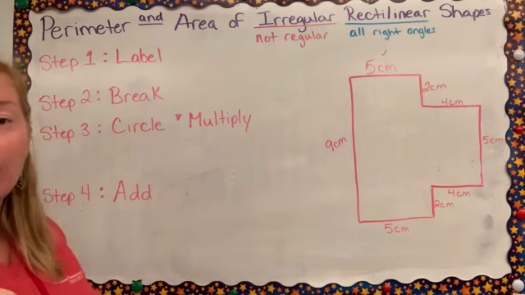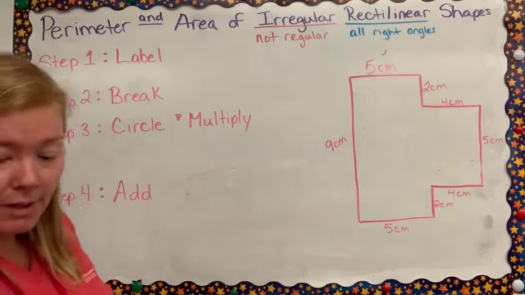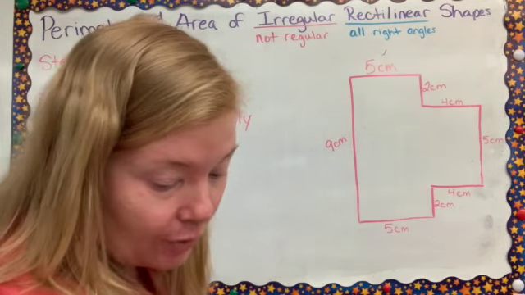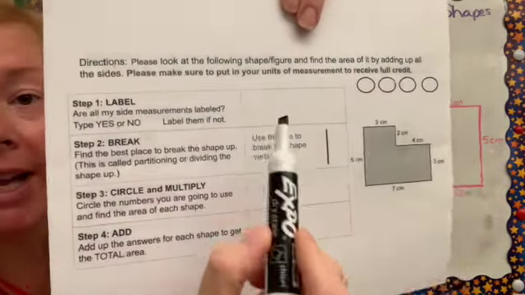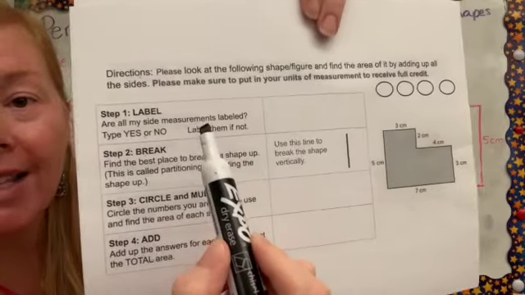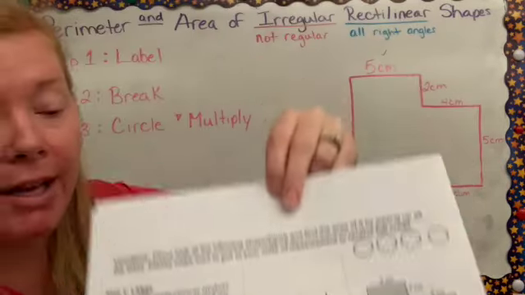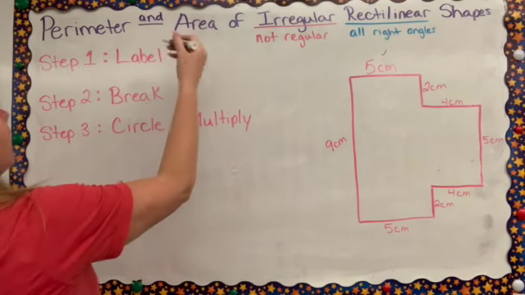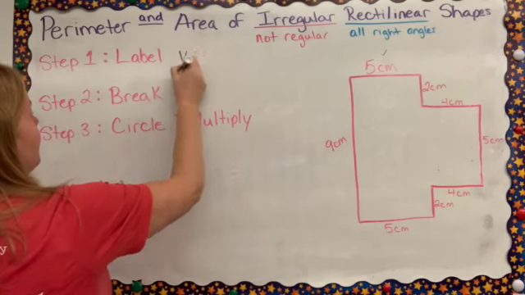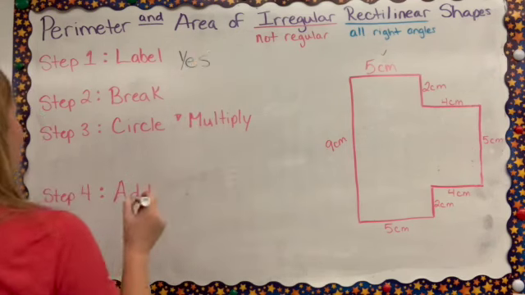So, is this shape completely labeled? Yes, it is. So, on your work, in that first box, you are going to be putting a yes or a no. It says that, and it also tells you to label it if needed, but you do not need to label it today. So, step 1, is it labeled? Yes. That is worth 1 point.